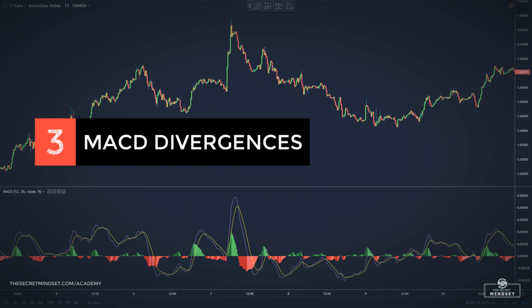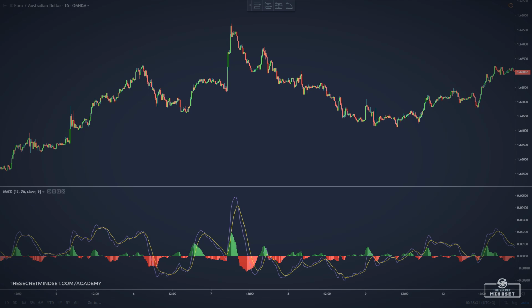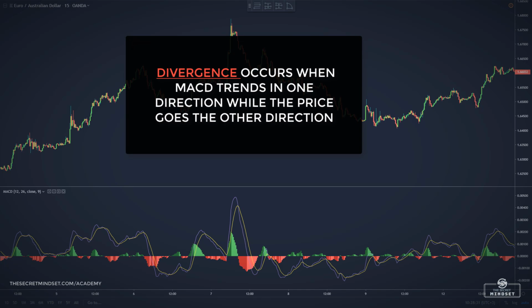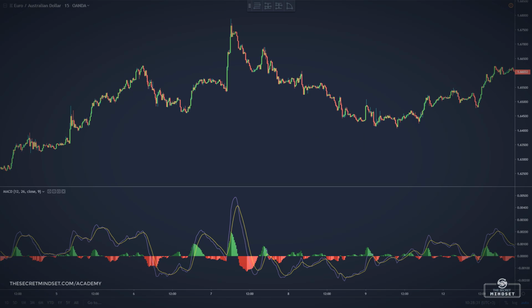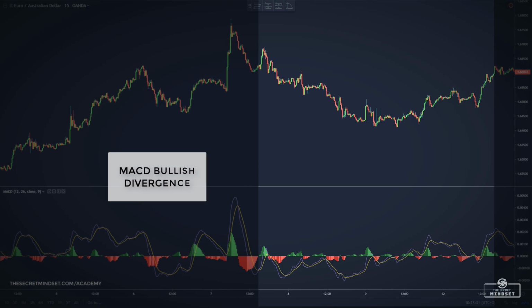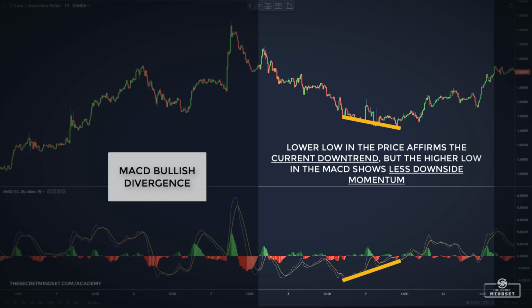The third popular use of the MACD is to identify those times when it diverges from the price. A divergence occurs when the trend of the price doesn't agree with that of the indicator. In other words, an indicator trends in one direction, while the price goes in the other. MACD divergences tend to indicate a reversal in the current price trend. A bullish divergence forms when a price records a lower low, and the MACD forms a higher low.